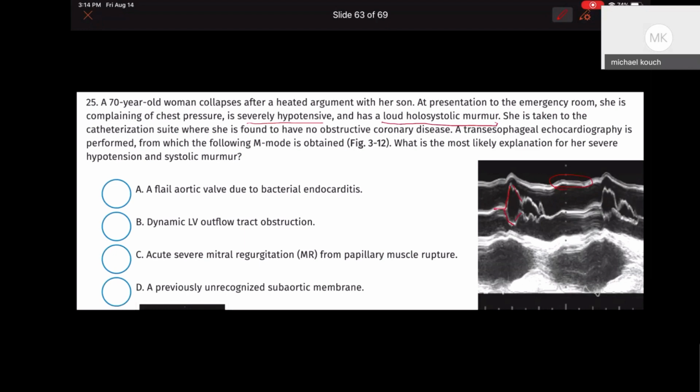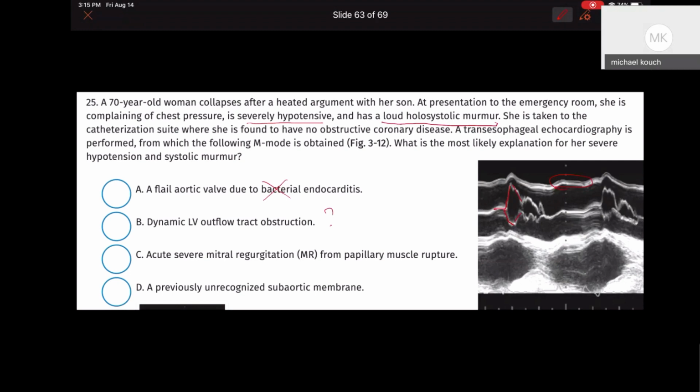Would a flail aortic valve due to bacterial endocarditis cause this? No, but it would cause regurgitation. And that's what they're trying to get you to pick, is, could this be aortic regurgitation? And it's not. So here, dynamic LV outflow obstruction. Sounds like it. There's an outflow obstruction, and it looks pretty dynamic in that it changes throughout the course of the aortic valve opening. So maybe this. Acute severe mitral regurgitation with papillary muscle rupture doesn't really fit the clinical picture. Why would that show up in your aortic valve like this necessarily? It'd be hard with that clean cath, right?